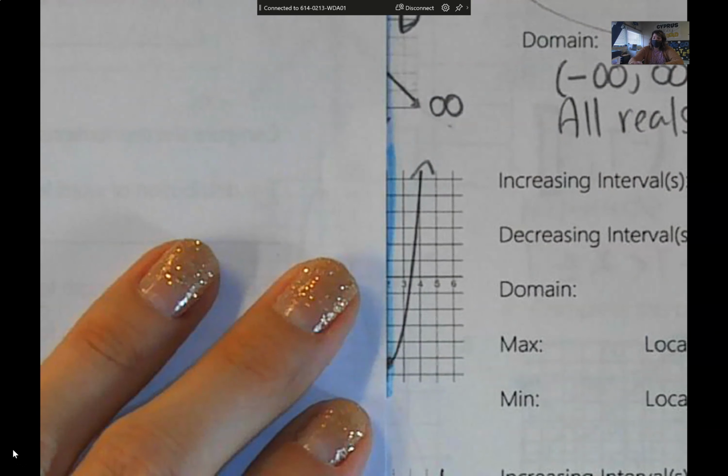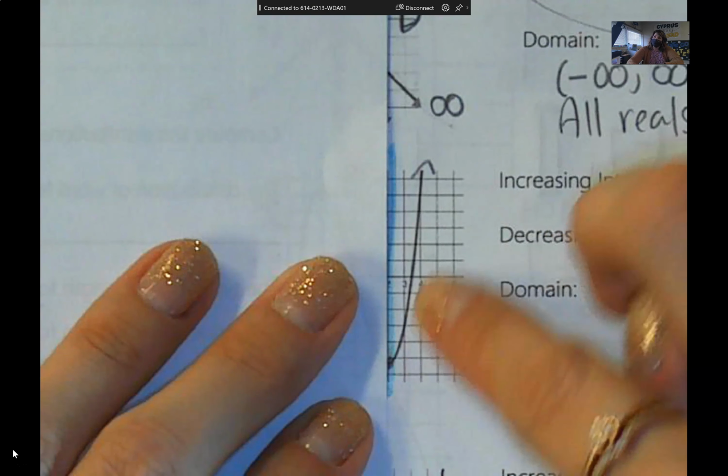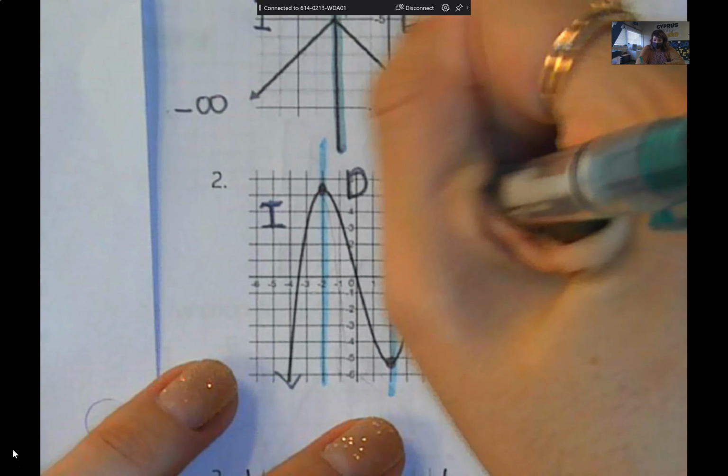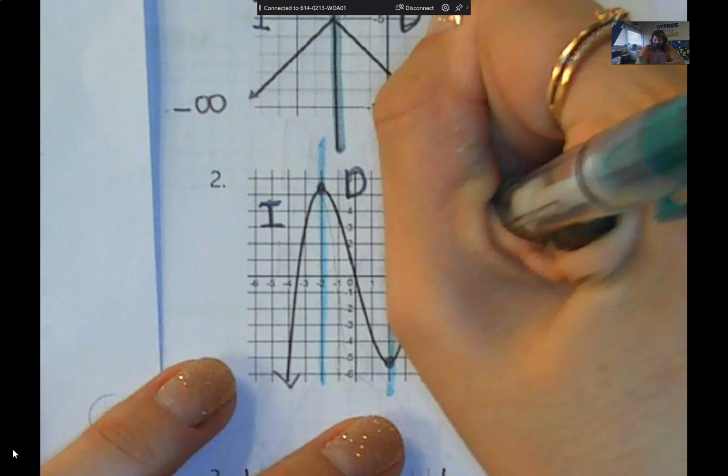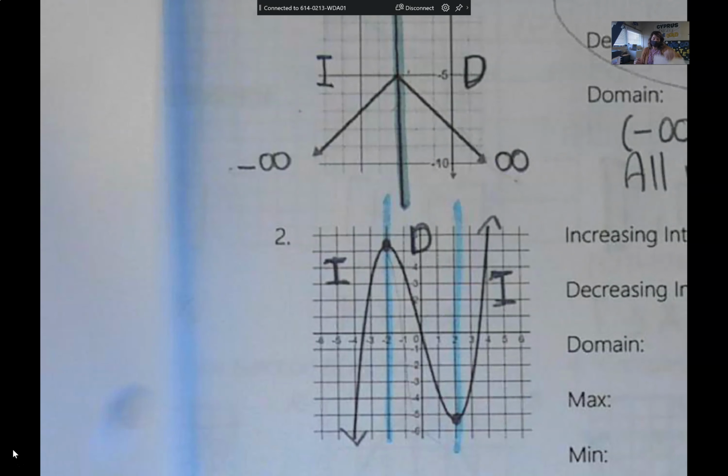And then we have one more section. So now we do this far right-hand side. I start at the left, and I move right. What's your function doing? Increasing. So this graph has three sections. The first one only had two. This one now has three.